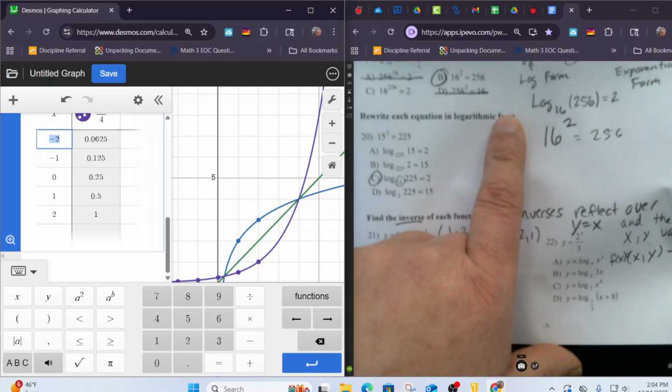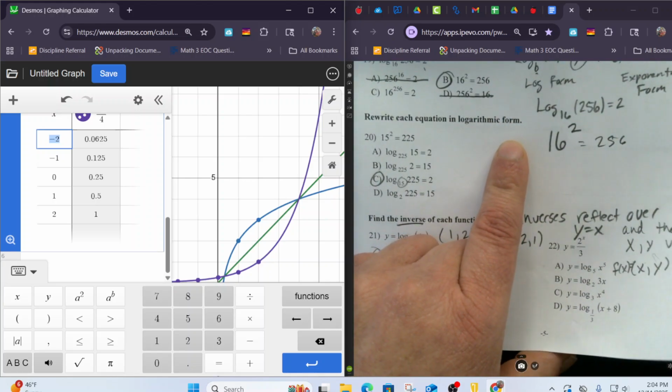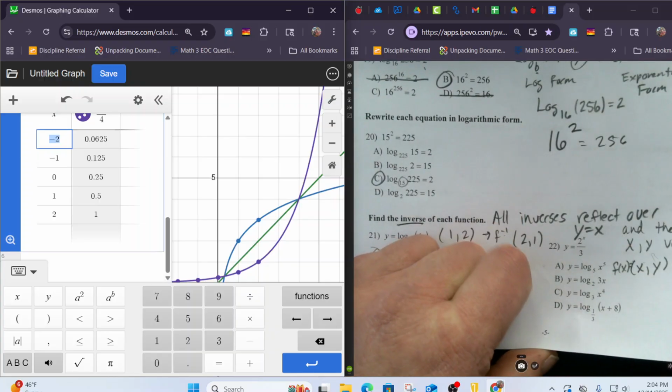Really, when you change logarithmic to exponential, you're doing the same thing. You're doing the inverse. That's really what you're doing.